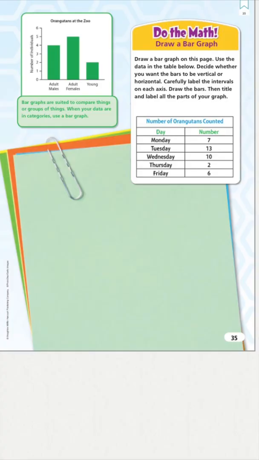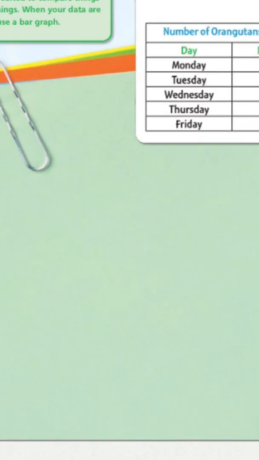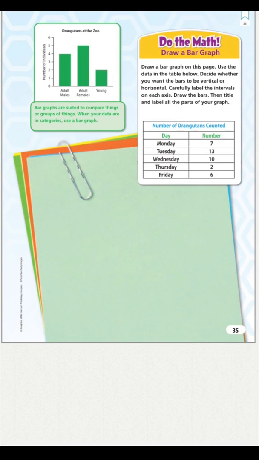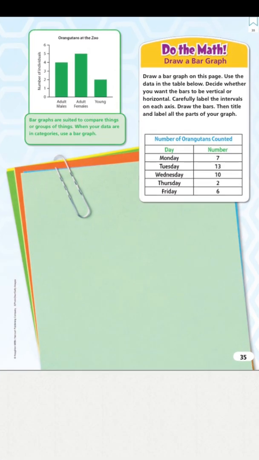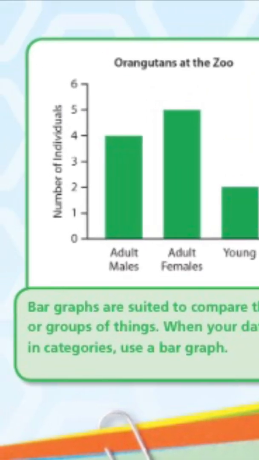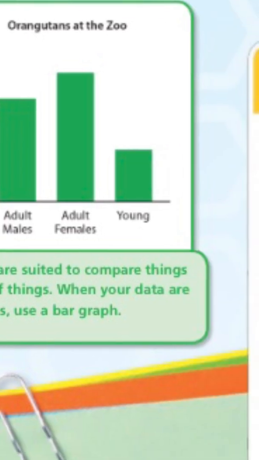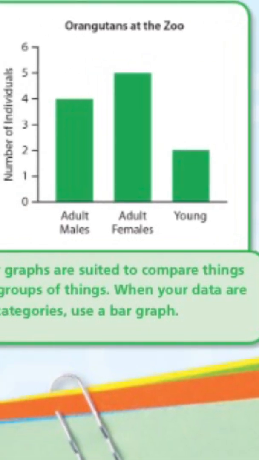Now I want all of you girls, and I know you are very clever girls and you are going to do it in the right way, to draw a bar graph on this page. How to draw the bar graph? You are going to draw two axes. Here, 0, 1, 2, 3, 4, 5, 6, this line is called the y-axis. And this line where adult male, adult female, young, this line is called the x-axis.